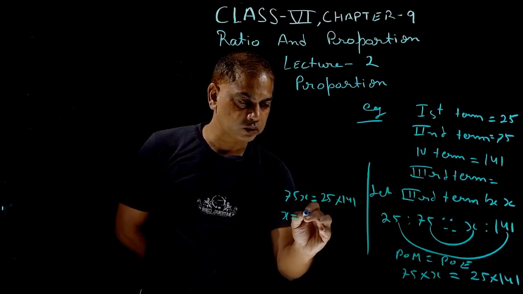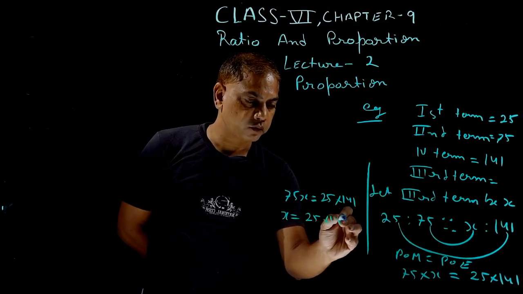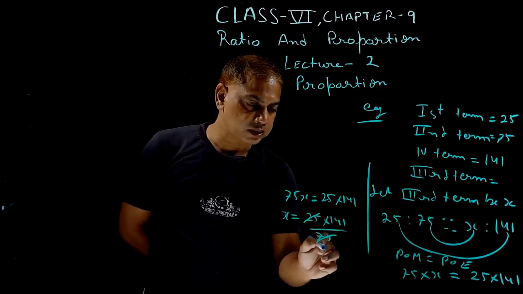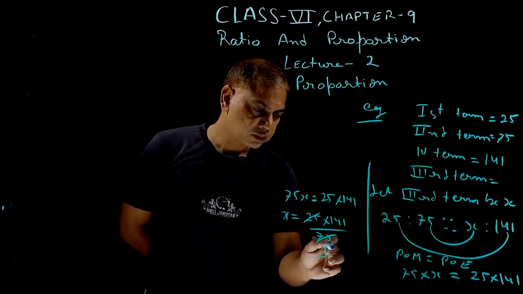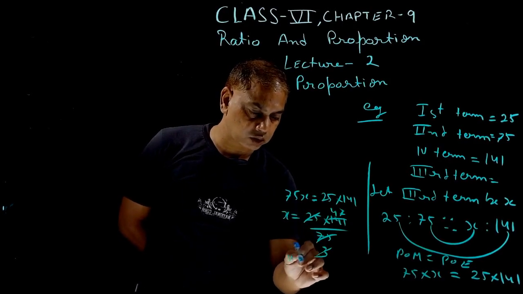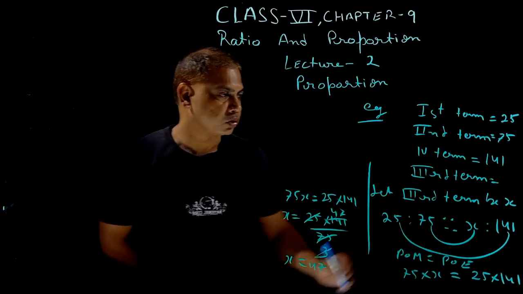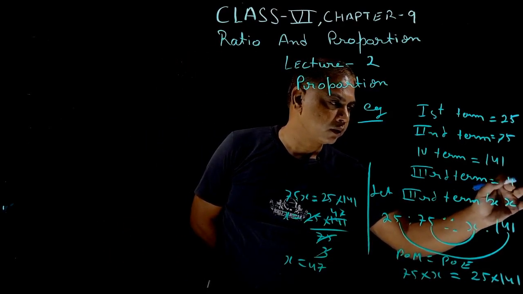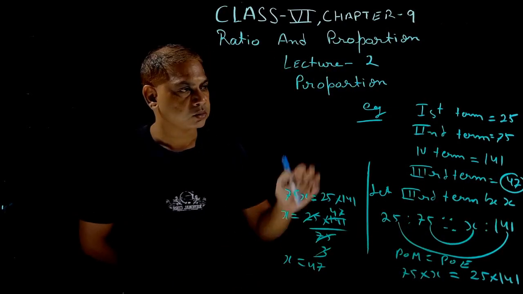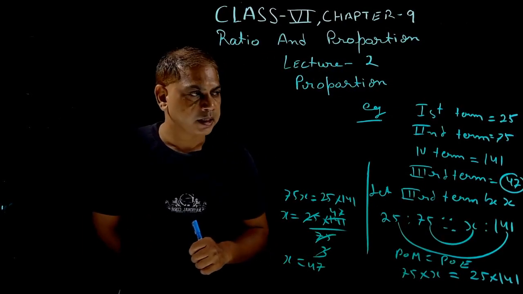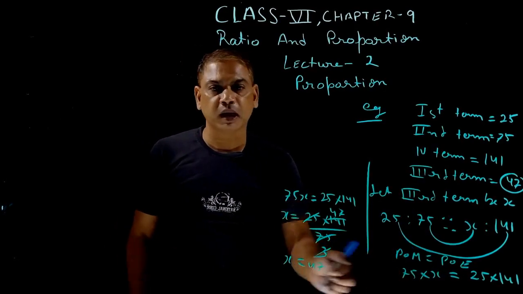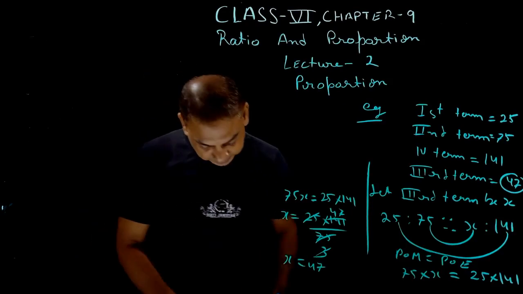x का वैल्यू क्या आएगा स्टूडेंट? 25 into 141 upon 75. 25 3s are 75 and 3 4s are 12, 3 7s are 27. x is equal to 47. So your third proportion will be 47. This is your answer. Okay students? So this type of questions will be asked. आपको अगर सेकंड पूछा है तो आप सेकंड को x मान लेंगे. Again apply this formula and you will get the values, right?